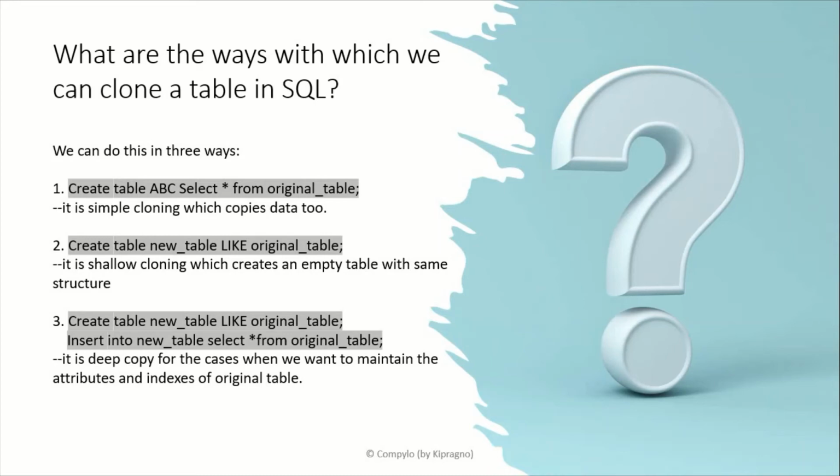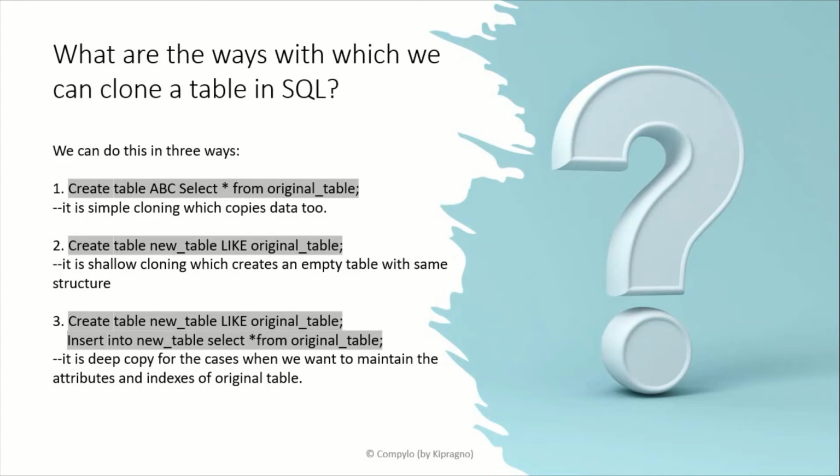What are the ways with which we can clone a table in SQL? So we can do this in 3 ways. First is create table ABC, then select asterisk from original table. It is simple cloning which copies data too.